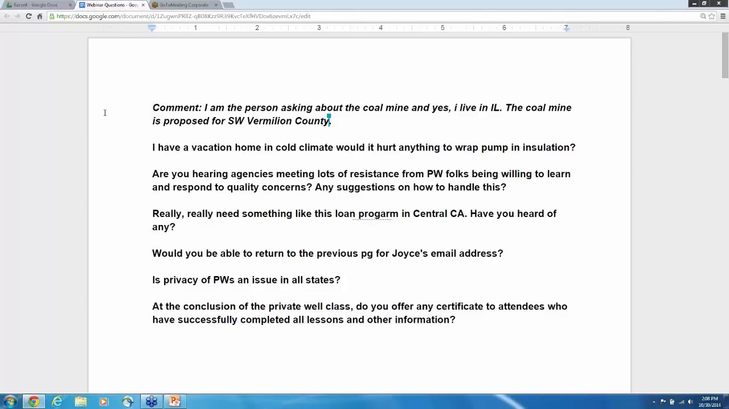But the next one says, really, really need something like this loan program in Central California. Have you heard of any? Hopefully I've already answered that. RCAC is the group to talk to, and I can give you the person's name that I deal with there, who I did share the information.